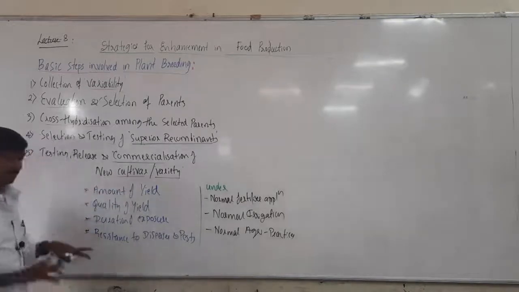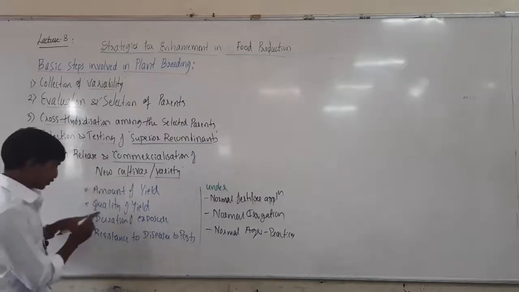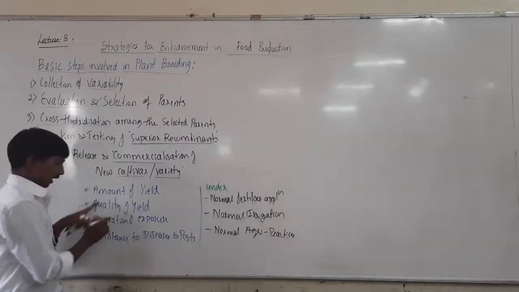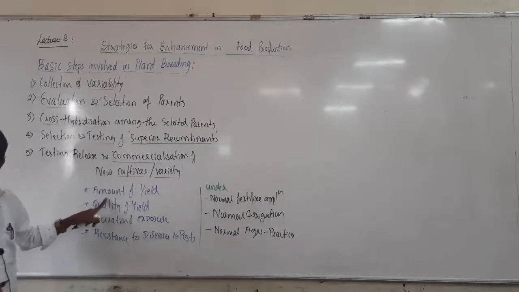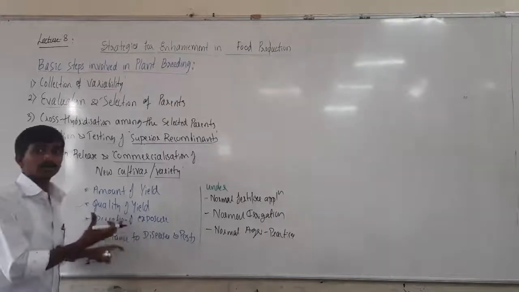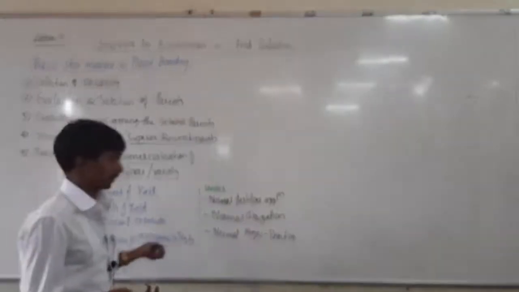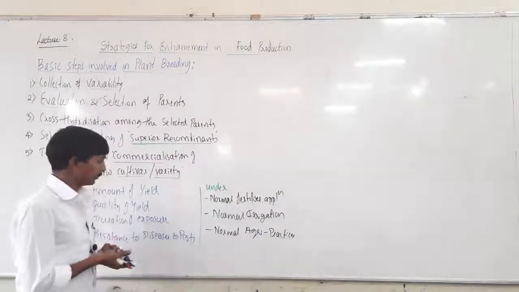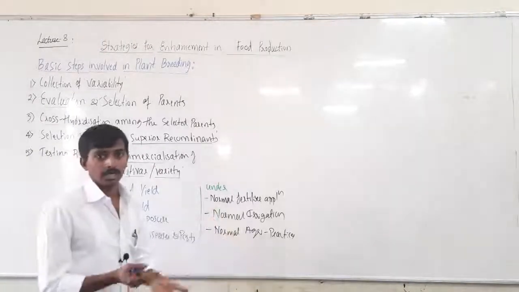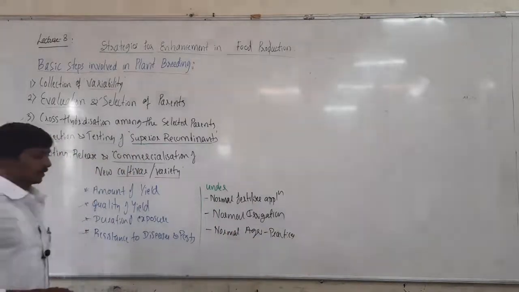If any one of these is missing, okay, if the amount is good, less quality, plant will not be accepted. If the quality is good, amount is less, then the plant will not be accepted. If both are good but it cannot tolerate the temperature, can't tolerate the humidity, then again plant will not be accepted. Like that, the plant has to fulfill all these conditions under this criteria and these available facilities, then only the plant will be released as a new cultivar.